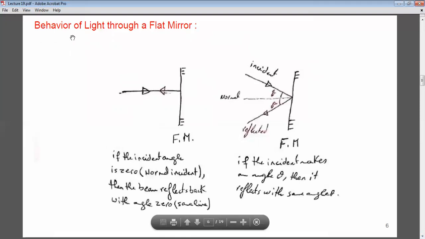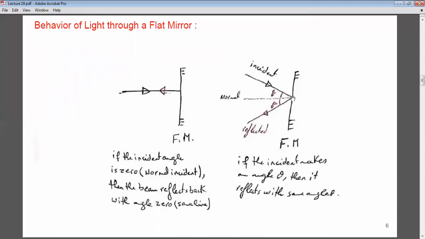Now let's start with the flat mirror, which is the easiest case. There are two cases for the rays. In this case, for example, this is a flat mirror. We represent it by FM. If the incident angle is 0, that is normal to the mirror, then the reflected beam also has angle 0, like in this case. It goes and comes back on the same line.